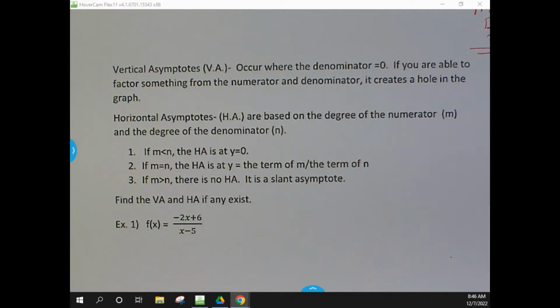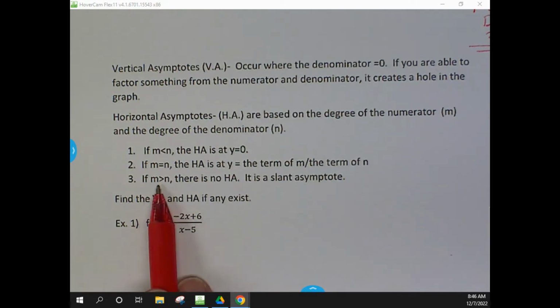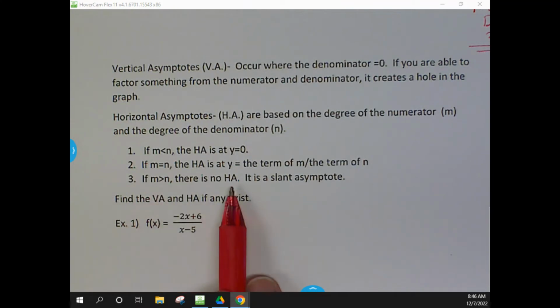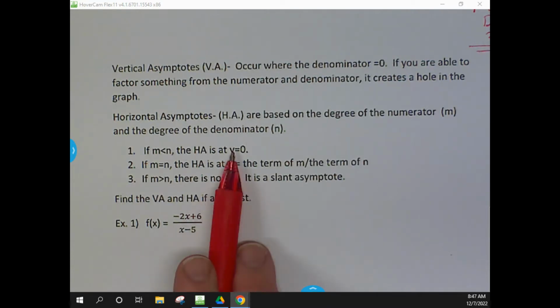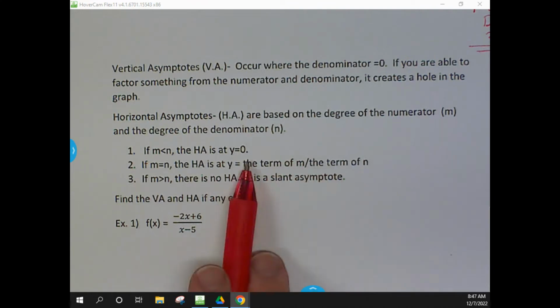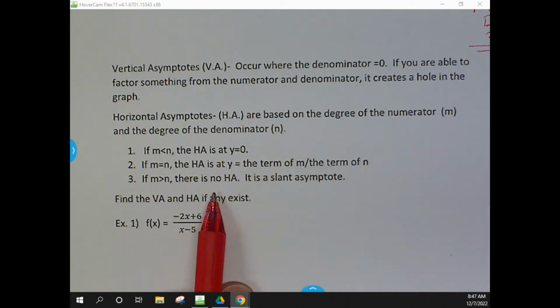And then the last one, which we're not going to dig into a whole lot more: if the numerator degree is greater than the denominator degree, there is not a horizontal asymptote. There's a slant asymptote. We're not going to find where that slant asymptote is, because to do that we would have to do synthetic division and work the problem out. We're just going to say that there is no horizontal asymptote. So we're either going to have one at 0, one where it's going to change, or there's none at all as far as horizontal asymptotes go.